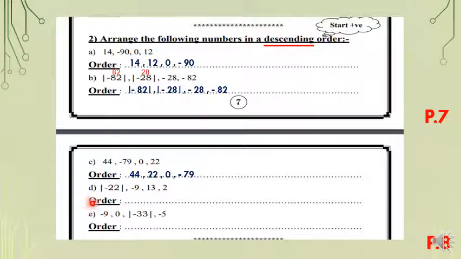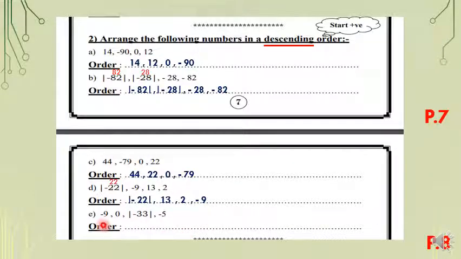Letter D, absolute value of negative 22, negative 9, 13, 2. So we must find the answer of this first. Absolute value of negative 22 is 22. So we are going to choose what first? Absolute value of negative 22 will be first, then 13, then 2, then negative 9.